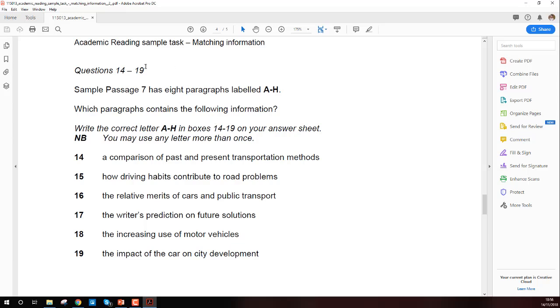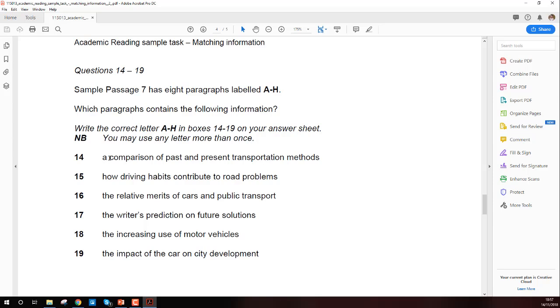So what we need to do is read the instructions very, very carefully. Sample PAS 7 has 8 paragraphs labeled A to H. Which paragraphs contain the following information? Write the correct letter A to H in 14 to 19. You may use any letter more than once. Okay, so that's useful information. So we have 1, 2, 3, 4, 5, 6. Okay, so we understand what these are.